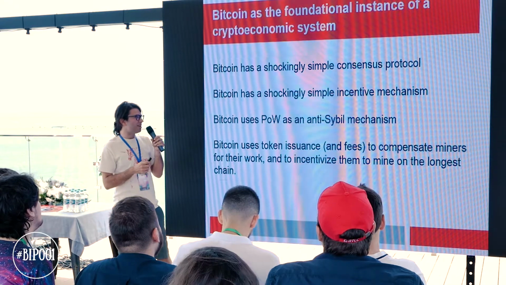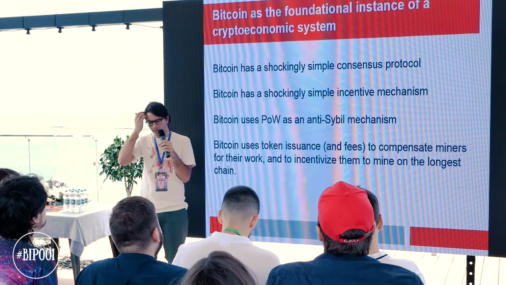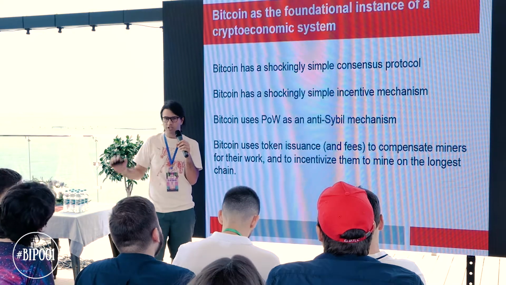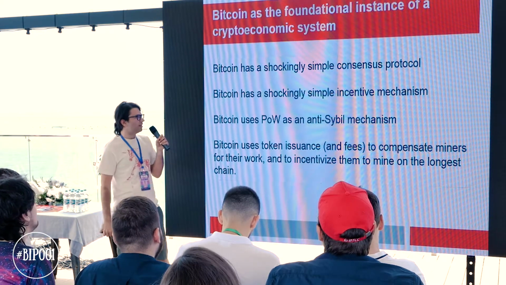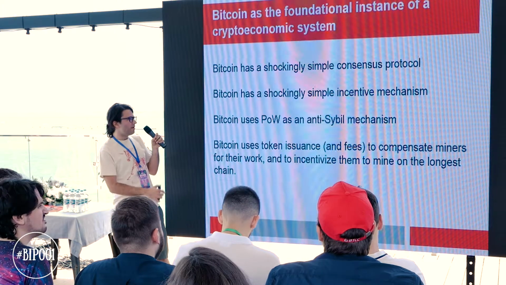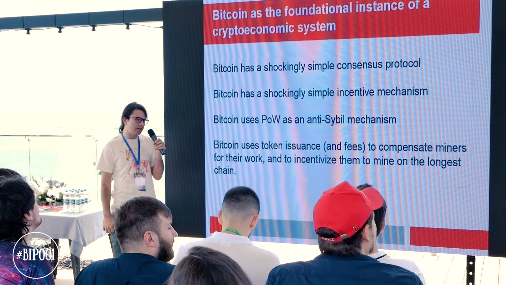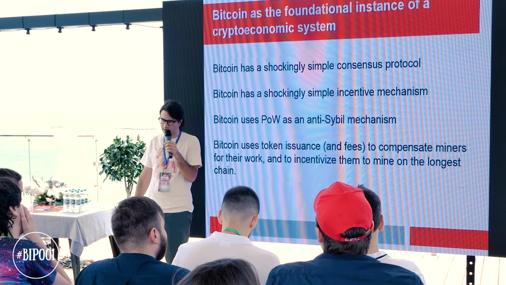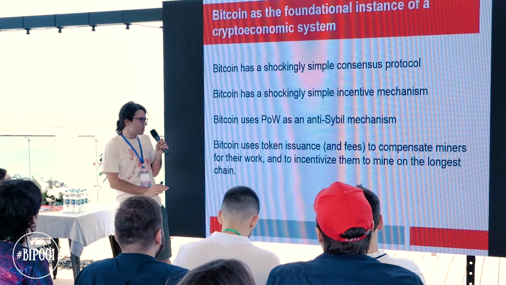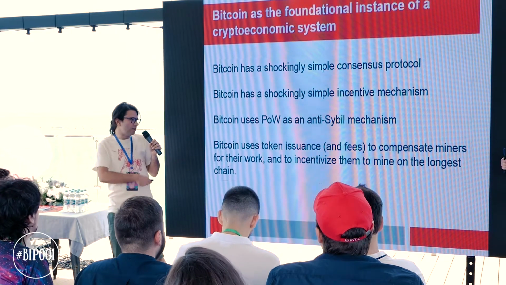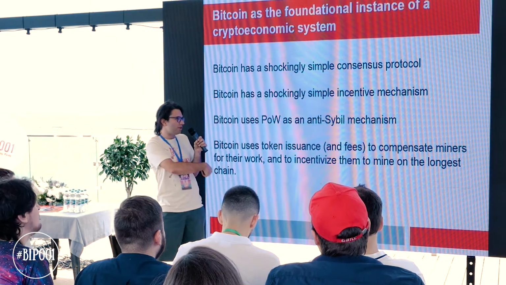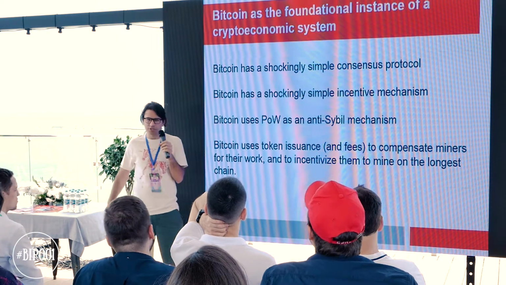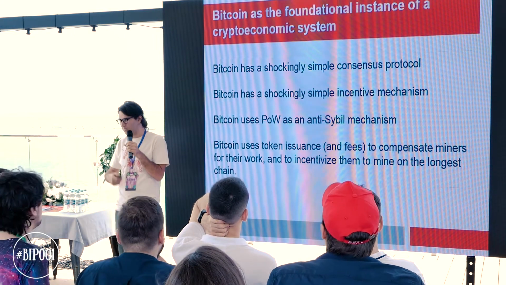So basically, Bitcoin is a miracle, right? It's shockingly simple in terms of the consensus protocol. There's no consensus protocol that's as simple as Bitcoin, not even Raft, right? And Bitcoin also has a shockingly simple incentive mechanism. I've never seen an incentive mechanism as simple as Bitcoin's, and somehow it works. It uses the issuance of tokens and fees to compensate miners for their proof of work, and it uses this proof of work as an anti-Sybil mechanism.